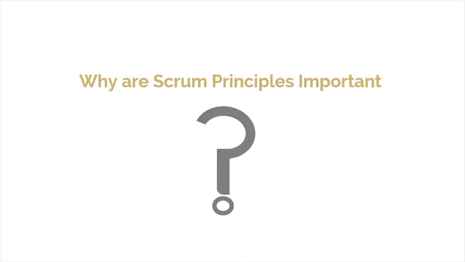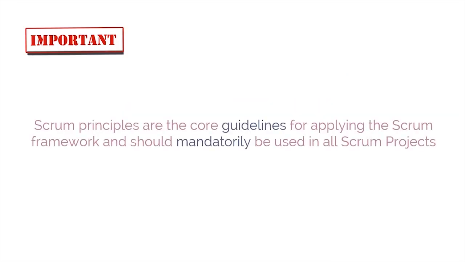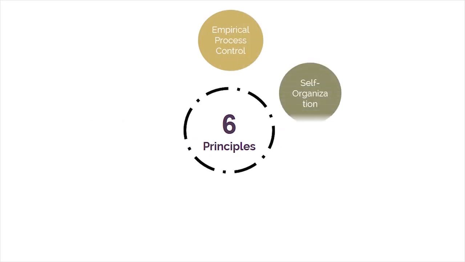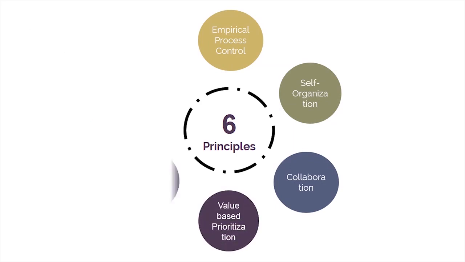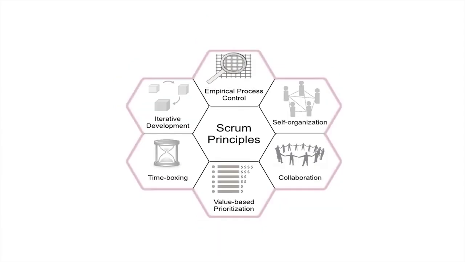So why are these principles so important? Because the Scrum principles are the core guidelines for applying the Scrum Framework and should always be used in all Scrum projects. So let's take a look at these principles. The 6 Scrum principles are empirical process control, self-organization, collaboration, value-based prioritization, time boxing, and iterative development. You can see how they are arranged in this diagram.